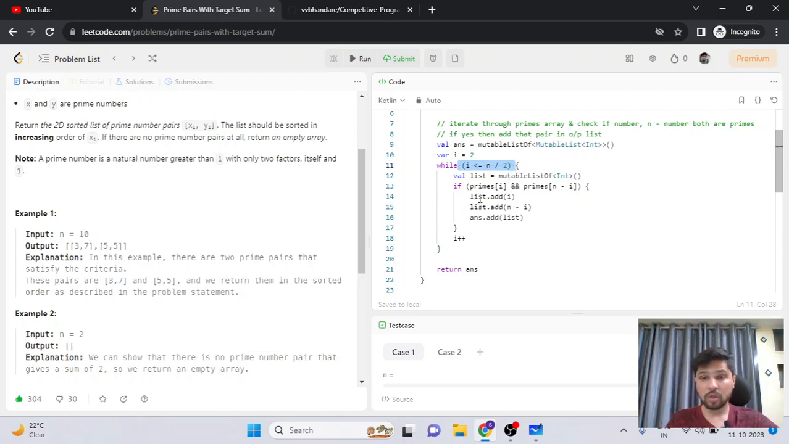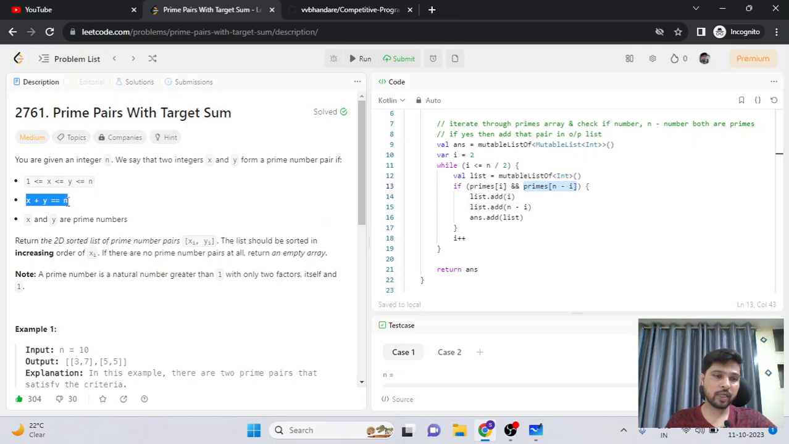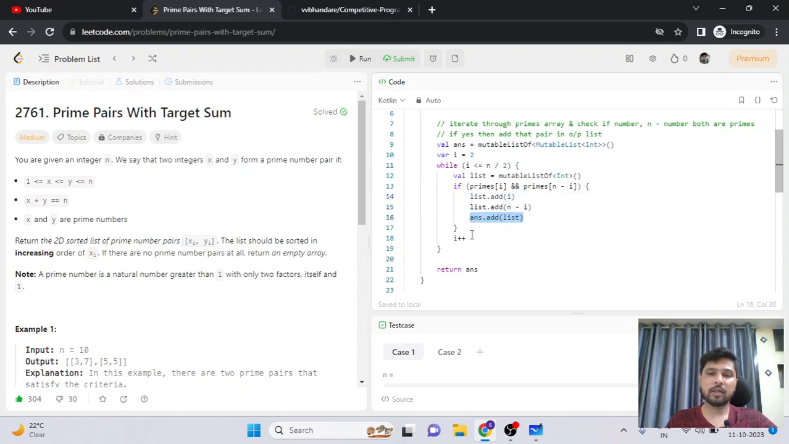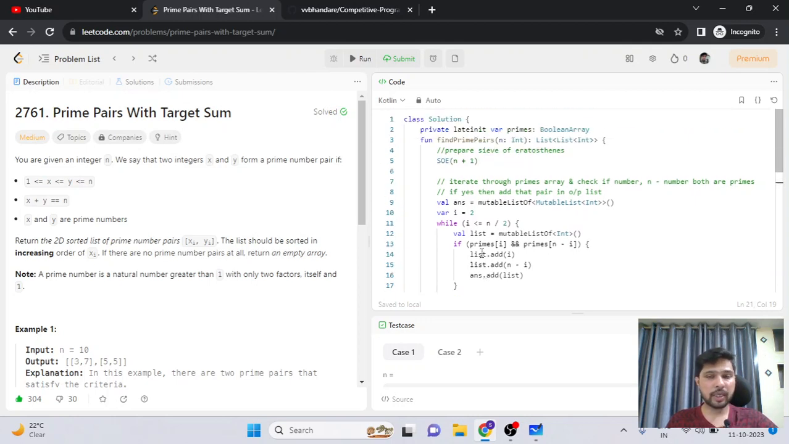So traversing from i equal to 2 till i is less than or equal to n by 2, here we are creating a sublist, then checking the value in the prime array for the ith index. If it is a prime, similarly we check the other element of that pair, that is n minus i, the same formula as I said: x plus y is equal to n, so x is equal to n minus y. If both of them are prime, then we add them to the sublist, and finally that list gets added to the final list. Similarly we are incrementing the index, and finally we are returning the array. So that's the solution of this problem. I hope you found it helpful. Yeah, that's it. Thank you.